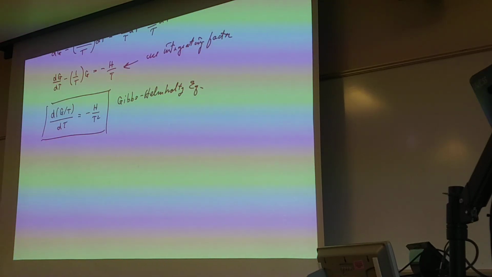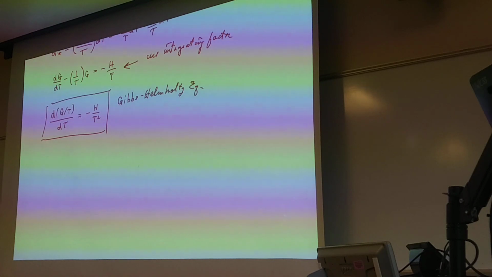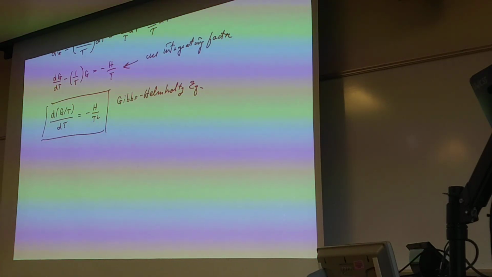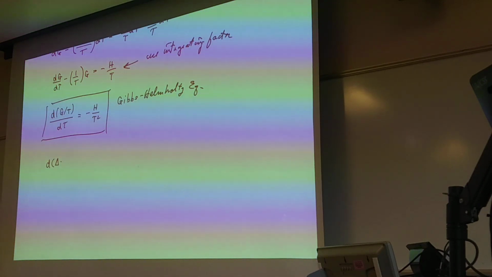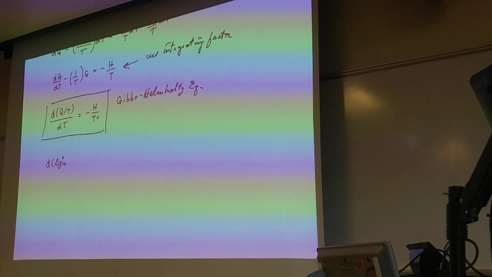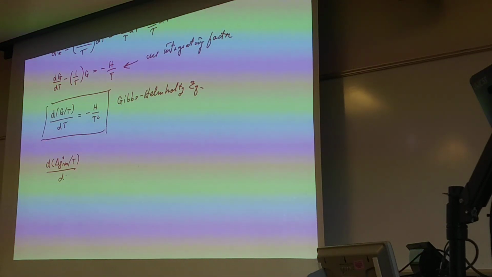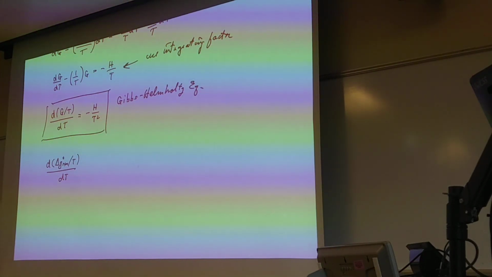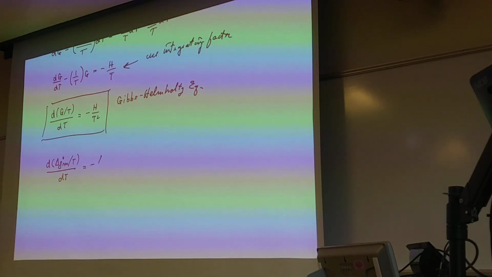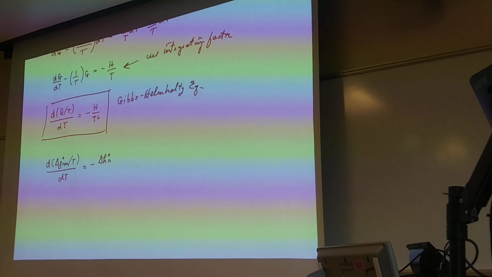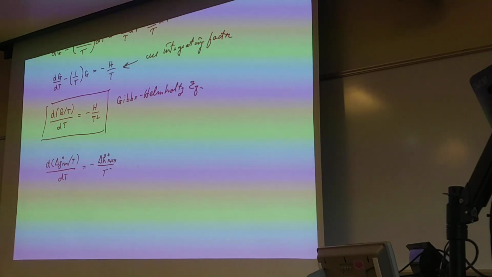For our particular case, the G quantity that we're interested in is the standard free energy of reaction. So I can just rewrite the equation as it would apply there, and that would give me d of the standard free energy of reaction over T with respect to T is equal to minus, now the corresponding enthalpic quantity, the standard heat of reaction over T squared.